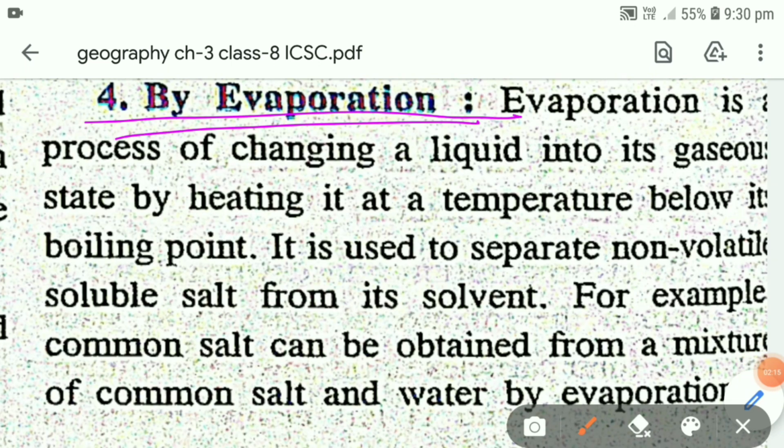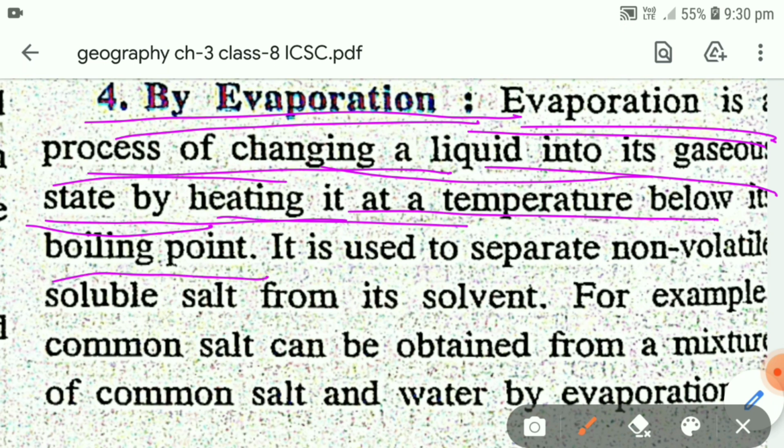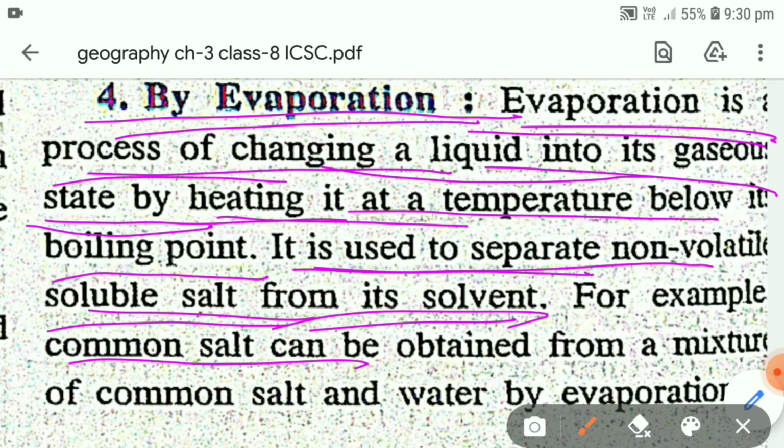We all know this process. Evaporation is a process of changing a liquid into its gaseous state by heating it at a temperature below its boiling point. Below its boiling point. It is used to separate non-volatile soluble salt from its solvent. For example, common salt can be obtained from a mixture of common salt and water by evaporation.